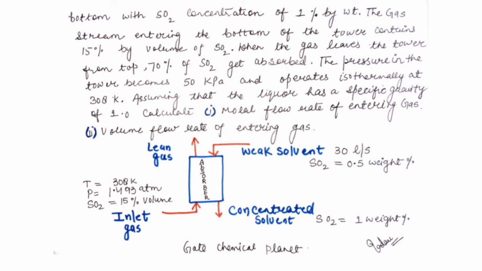Similarly, the SO2 which is present in the weak solvent is 0.5 weight% and the SO2 present in the concentrated solvent is 1% by weight. It is given in the question. And lean gas is out from the absorption column. So I have drawn this block diagram according to the conditions given.